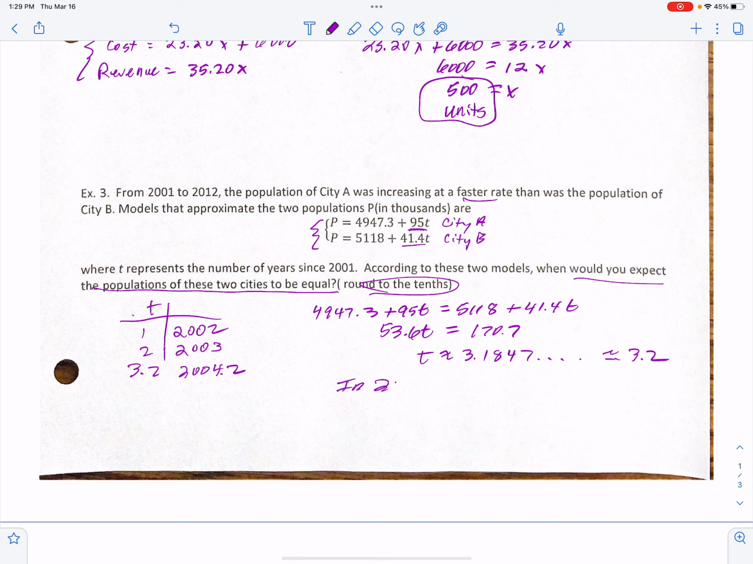In 2004, approximately 2004.2. Which, if you figure that out, it's somewhere in the third month, somewhere in March, maybe around the 7th or 8th day of March.